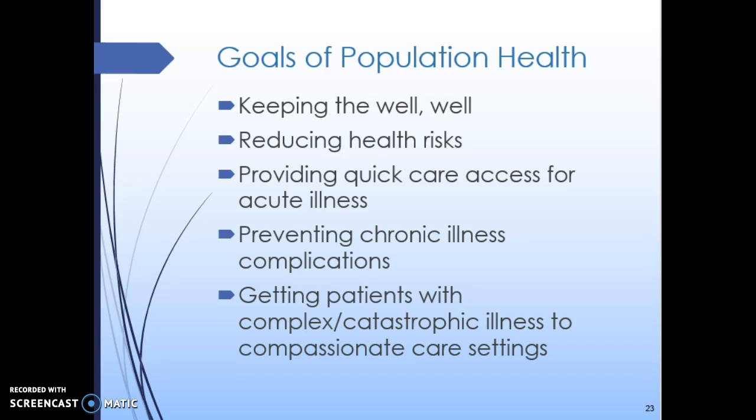These are the goals of population health, so they're really important. We want to keep people who are well. We want to reduce health risk. We want to provide quick access for acute illness. We want to prevent chronic complications, and we want to get patients that have complex, catastrophic illnesses moved to compassionate care or hospice settings when that is feasible.